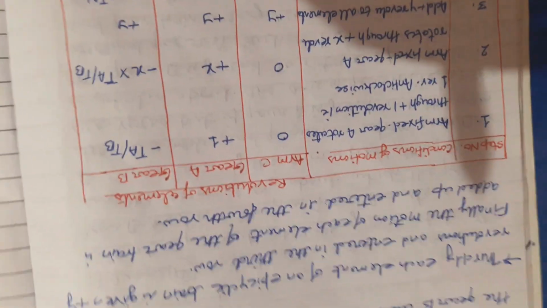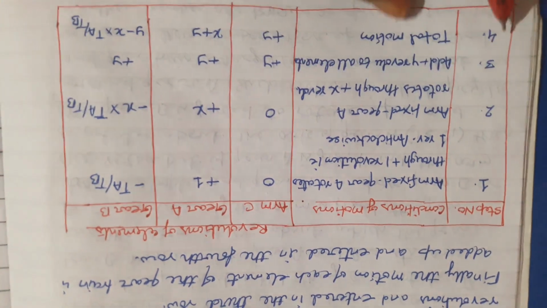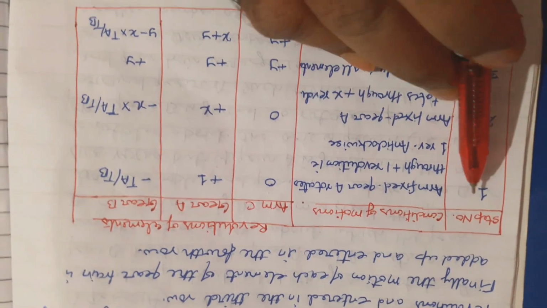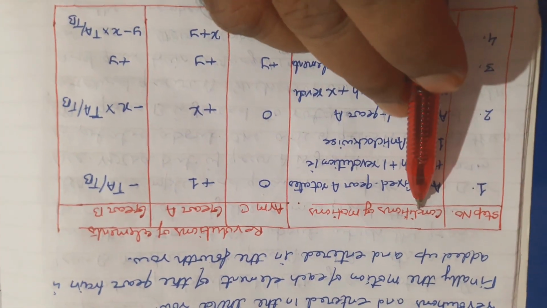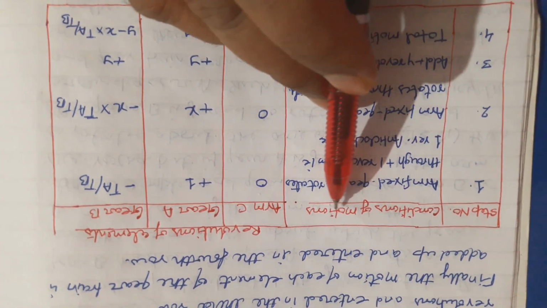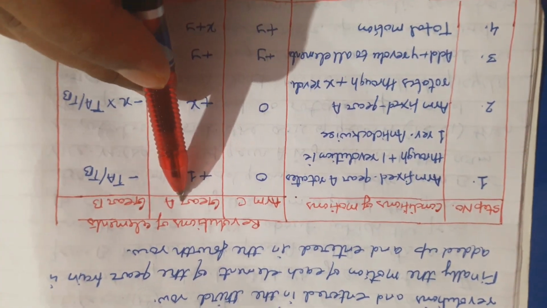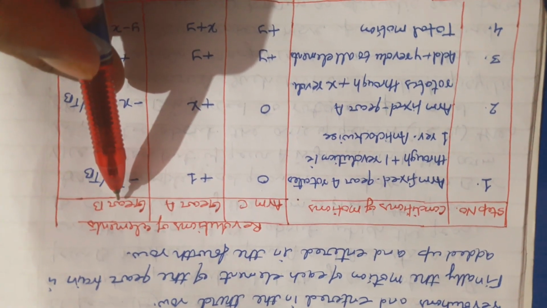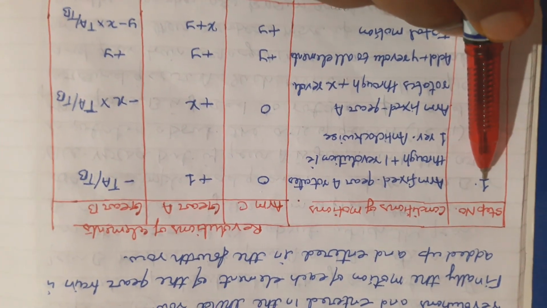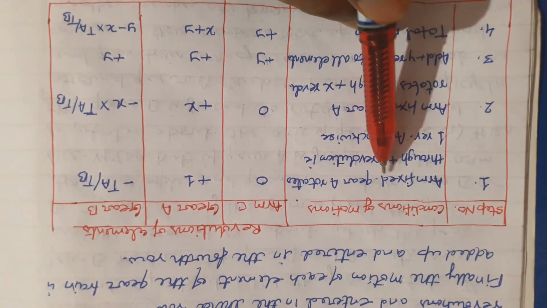So students, first we have to make a table where the first row is step number 1. The second column is the condition of motion, the third column is arm C, the fourth column is gear A, and the next one is gear B. So in step number 1, we take the arm fixed.